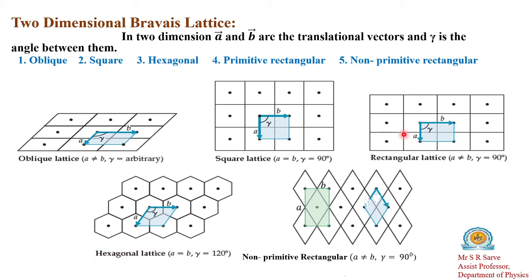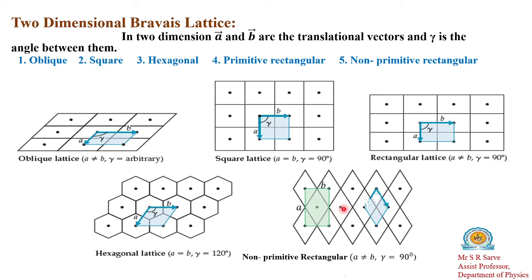Then the fourth one is rectangular. Rectangular means this side is small as compared to this side. So here a is not equal to b, a is smaller and b is larger. Both are not the same, and this angle is equal to 90 degrees. So the angle between a and b is 90 degrees, and this is known as the rectangular lattice, and all lattice points lie at the corner, that is important. If all lattice points are at the corners, then it is known as the rectangular lattice, or you can say the primitive rectangular lattice.